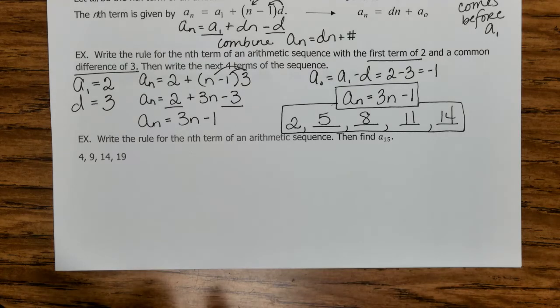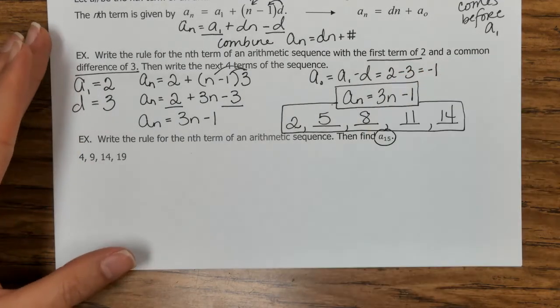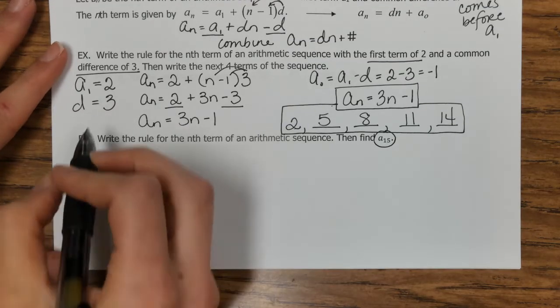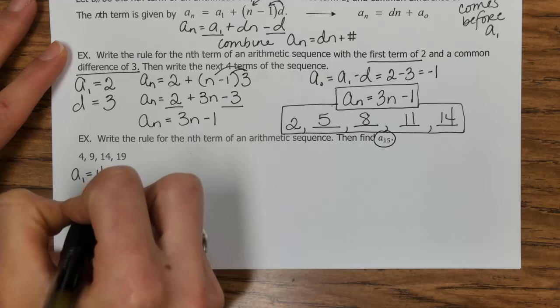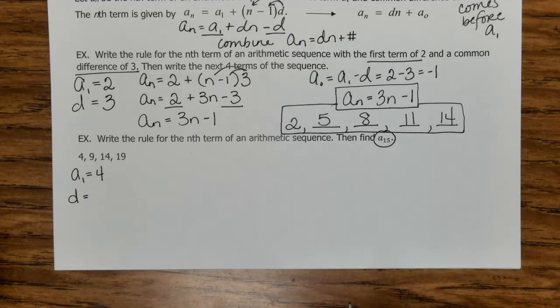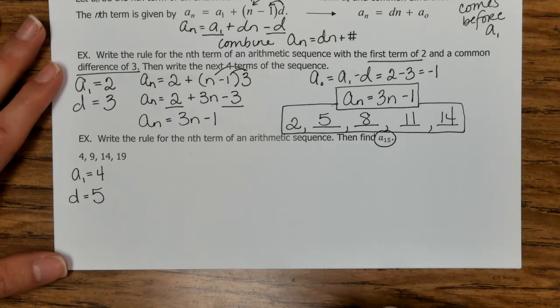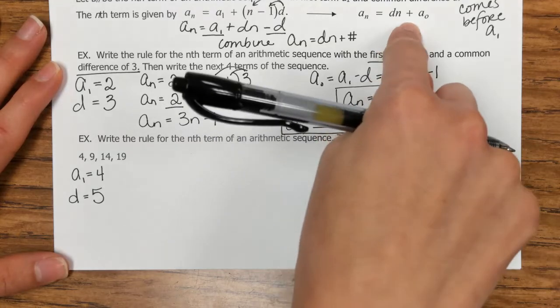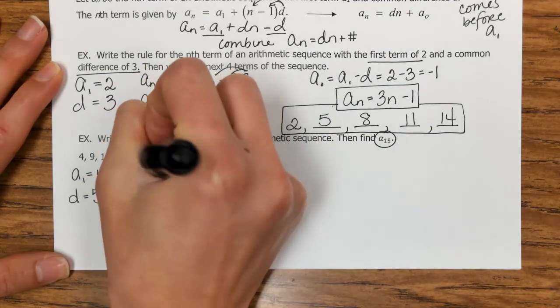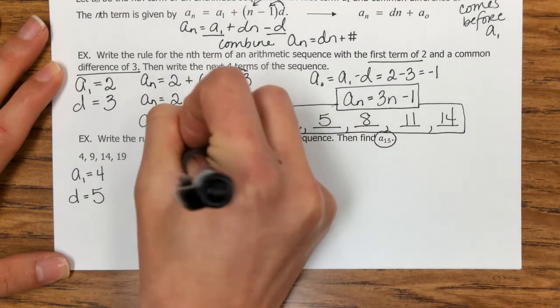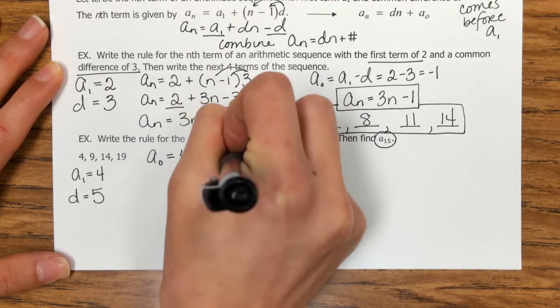Now, I gave you the sequence 4, 9, 14, 19, and you write a rule for that, and then you're going to find A15. Okay, so here, my first term, A1, is equal to 4. If I'm going from 4 to 9, 9 to 14, 14 to 19, what am I doing? I'm adding 5, so my common difference is 5. I'm going to choose to find my A naught. So, my A naught, I take 4 and subtract 5, and that is negative 1.